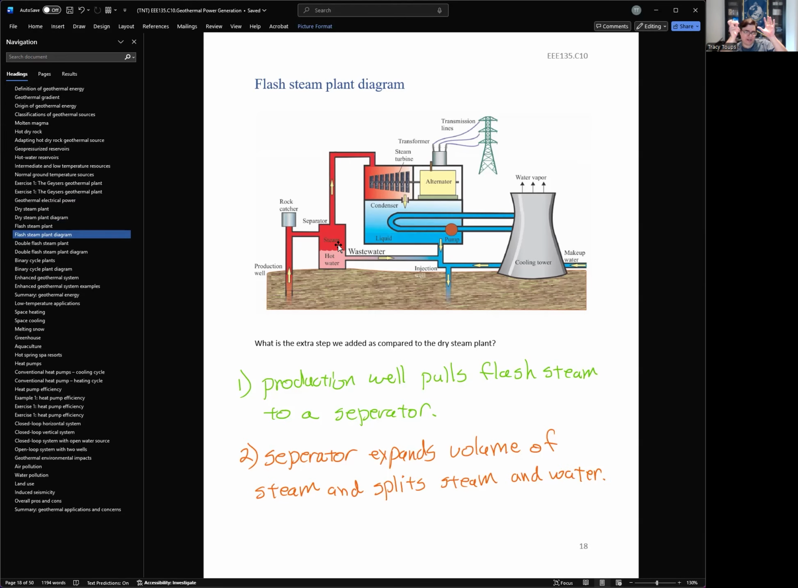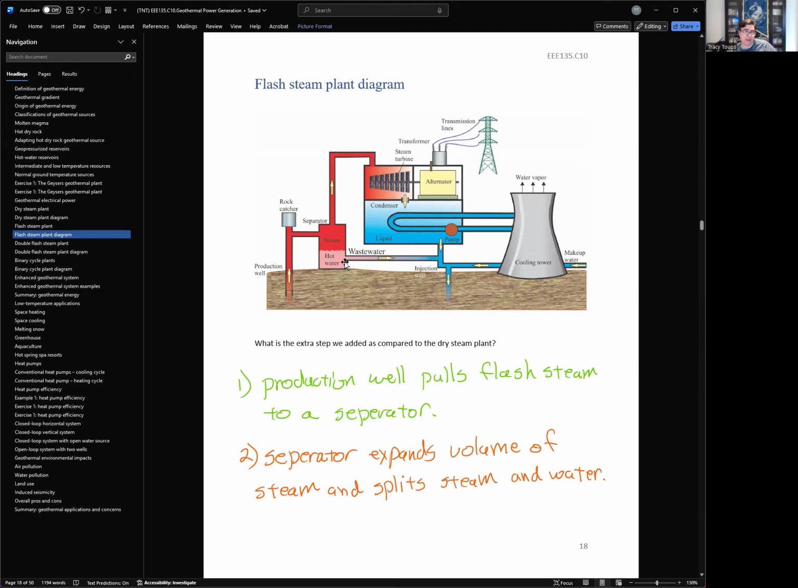Okay. So the production well pulls flash steam to a separator, and the separator expands the volume for the steam to flash over, and then it splits the steam from the water. Then the steam goes into the steam turbine, and we produce our electricity like normal. Notice how the hot water is called wastewater because we can't use it for electric generation, and we just inject it back into the well. You just cycle it back and forth. Think of it like a tax you have to pay. Nothing's 100% efficient. That's just part of the system. You just let it go and redo it over and over again.